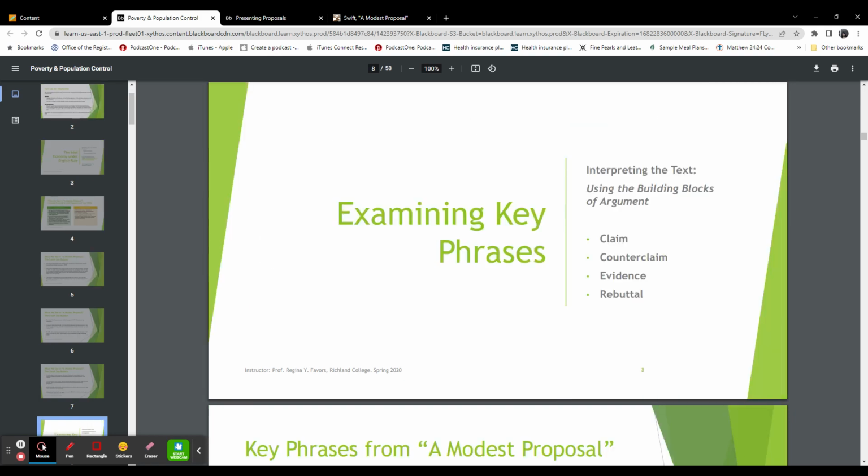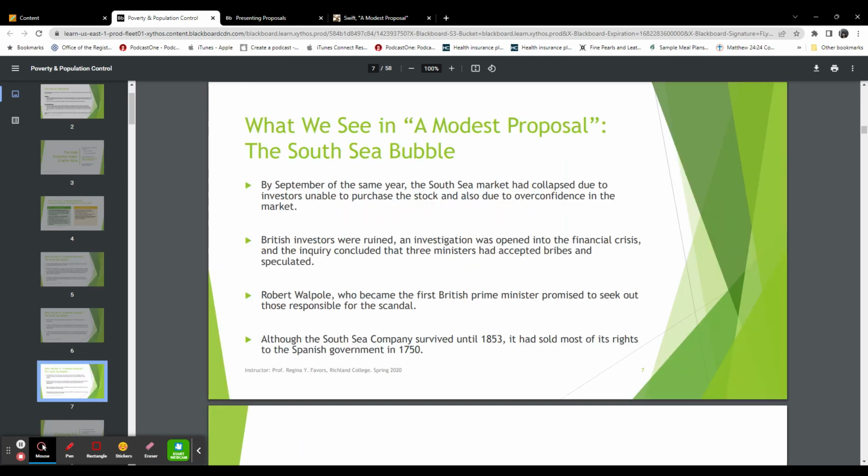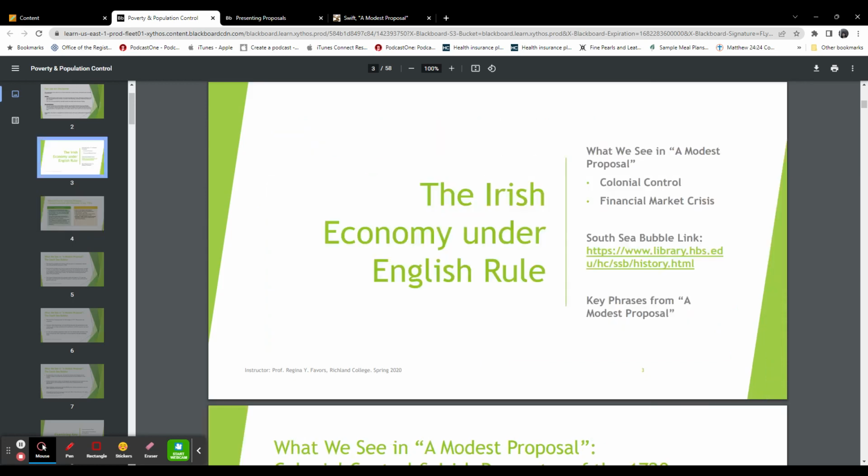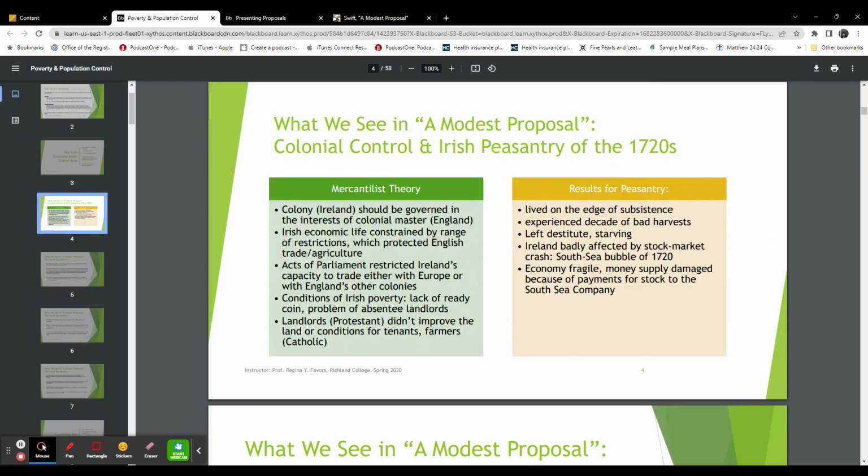Let me see if there's anything else. Okay, so that's what I want you to pay attention to when you look at what is going on in A Modest Proposal. This is a country that is under colonial rule. Their economic life is restrained or constrained. England is using acts of parliament to keep them from trading with other countries, not only with Europe, but with America, right? Because at this time, America is in effect or whatever.